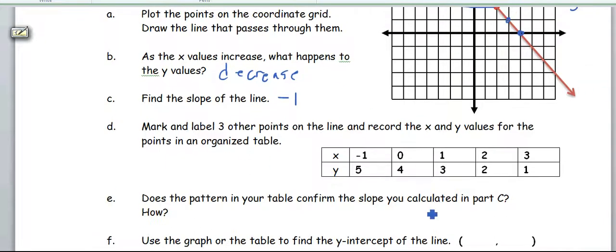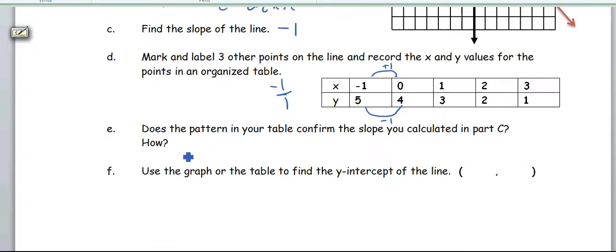So the next question is, does the pattern in my table confirm the slope I calculated in part C? Let's look at this. From -1 to 0 is +1, and from 5 to 4 is -1. Remember, we put our change in y over our change in x, and I get -1 over 1, and that gives me a slope of -1. So yes.